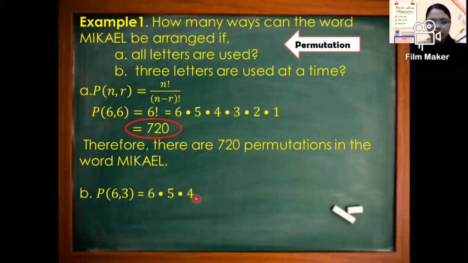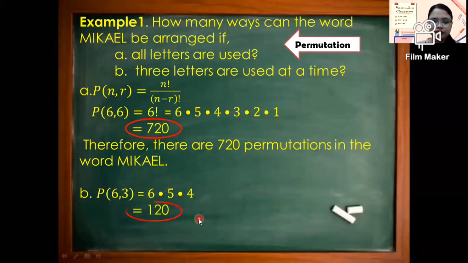Bakit hanggang 4 lang? Kasi ang kailangan lang daw natin is 3 letters. So, kukuha lang tayo ng first 3 numbers pababa simula sa 6. You start from 6. Mas mababa sa 6 is 5. Mas mababa sa 5 is 4. Since decreasing ang ginagamit natin when we are talking about factorial. So, 6 times 5 is 30, times 4 is 120. So, the answer now is 120.